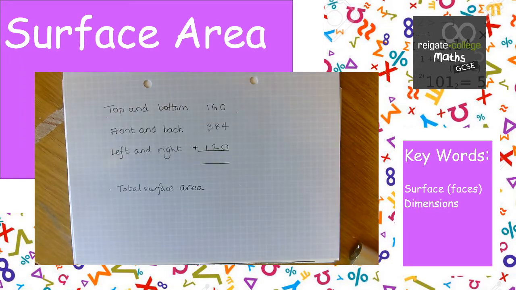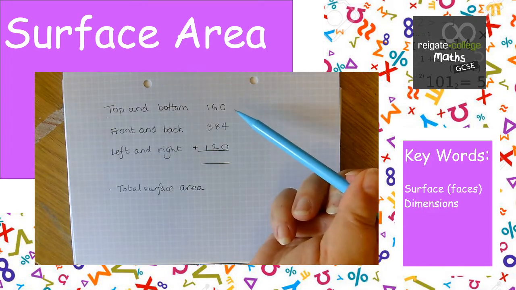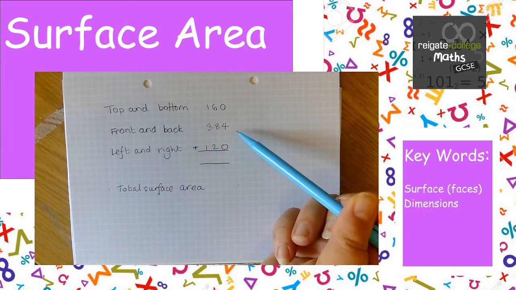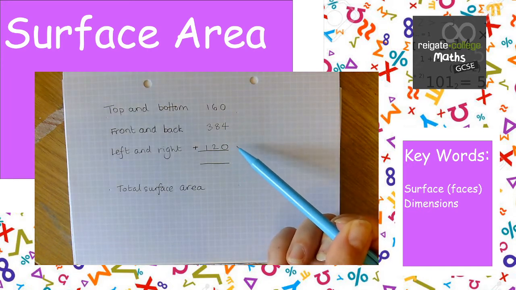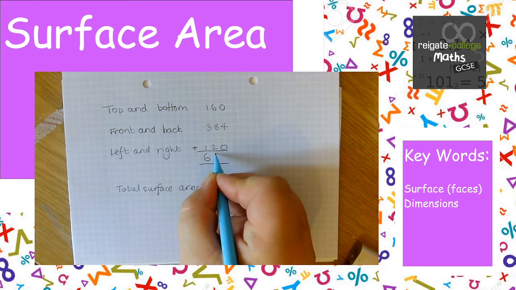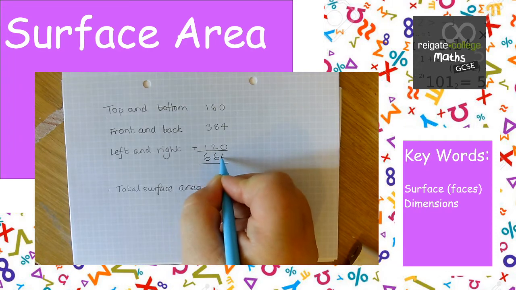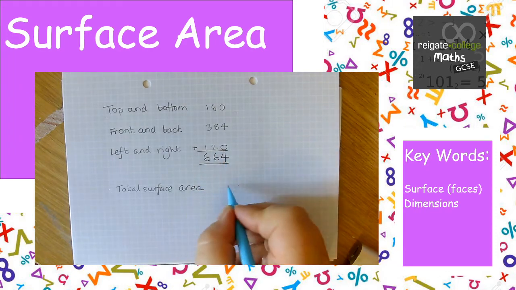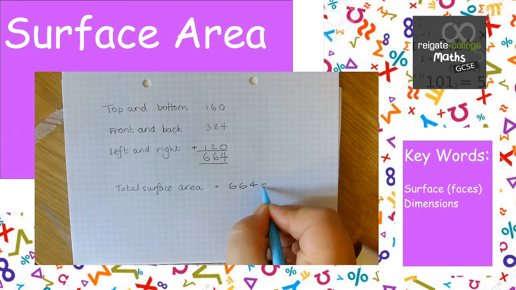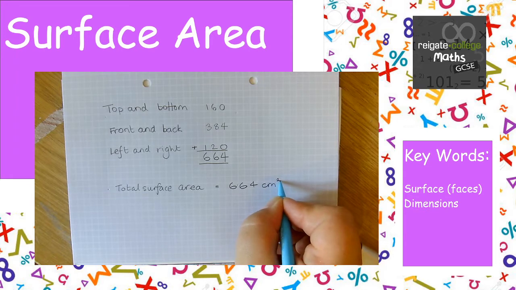The final stage is for me to add up the individual surface areas, so 160 for the top and the bottom, 384 for the front and the back. The left and the right are 120, giving me a total of 664. Total surface area of my cuboid, therefore, is 664 centimetres squared.